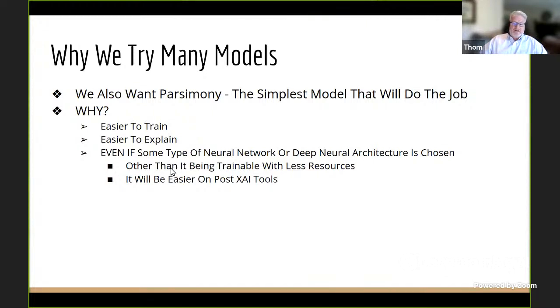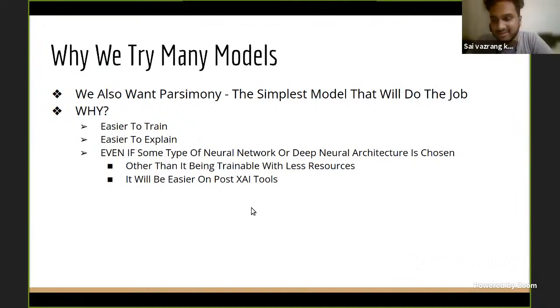Well, now we can train it with less resources, because as we all know, deep neural networks require a lot more data to train accurately. Now, not a simple neural network. So if we've simplified the neural network, it's easier to train, and it's easier on the post explainable AI tools, etc. Does that also make sense? Yeah, it makes sense, possibly.